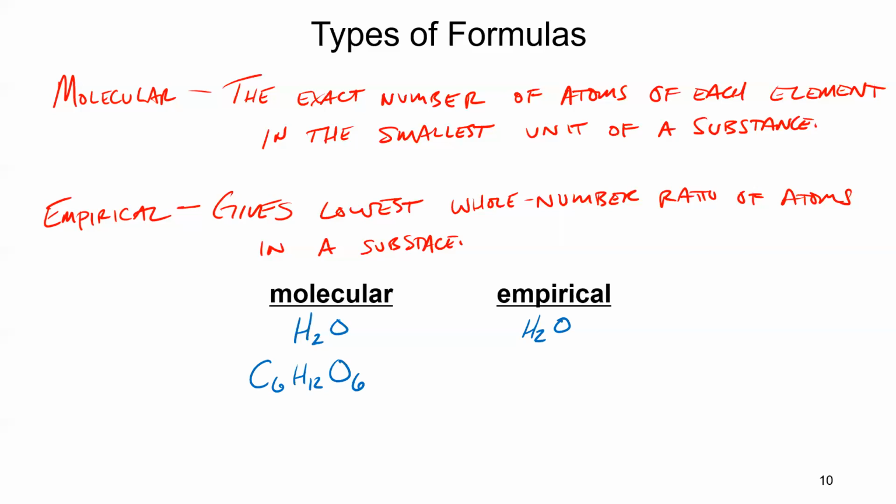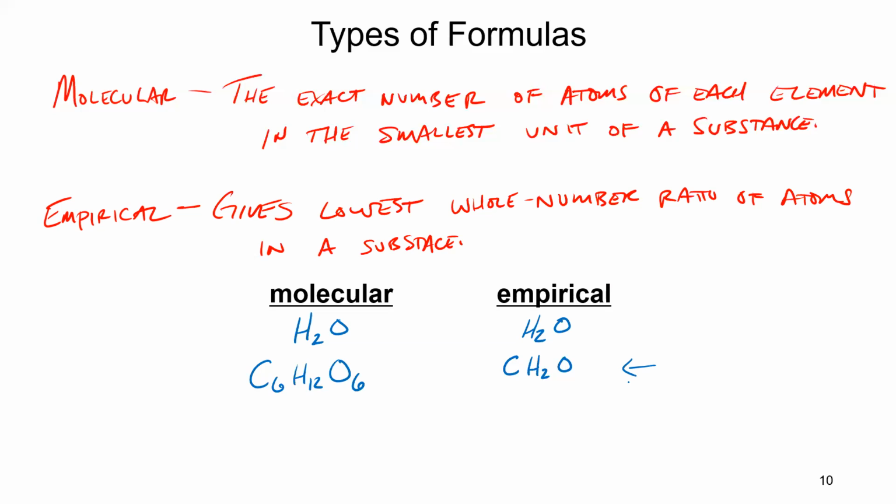Can I simplify that at all? Absolutely. What do I have to divide by? 6. 3. 6. Oh, 6, yeah. 3 would work too, but it won't give me the lowest ratio. If I divide by 6, I just get CH2O. Ignore me. I just didn't get any sleep last night. That's all right.